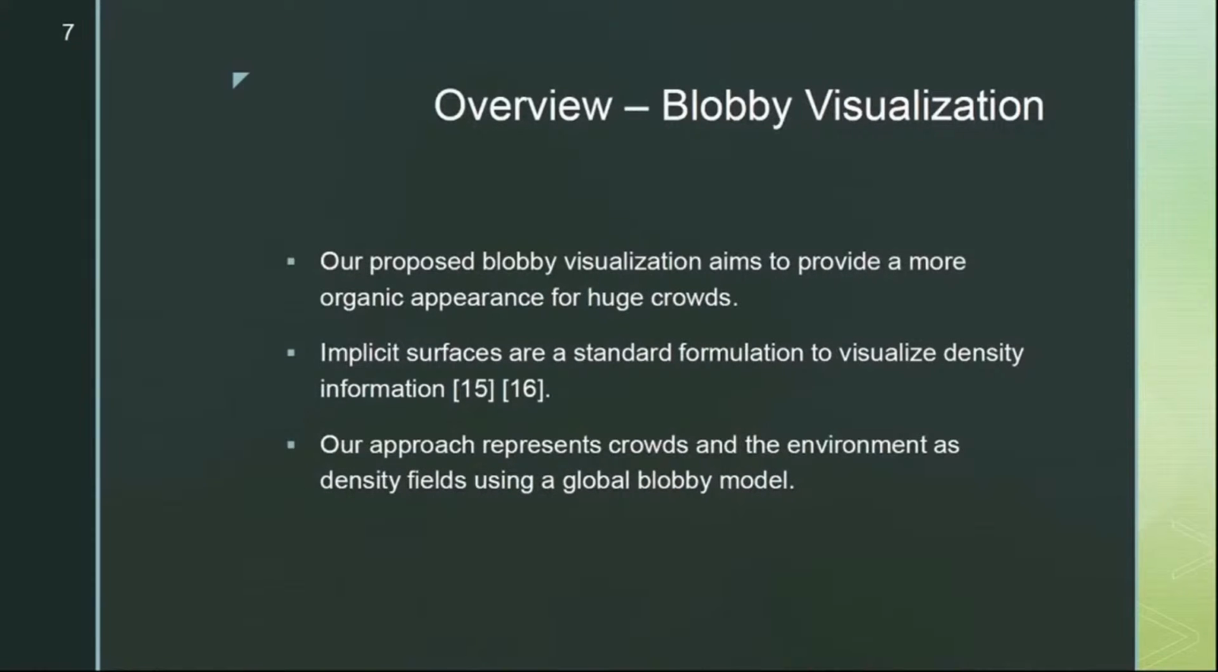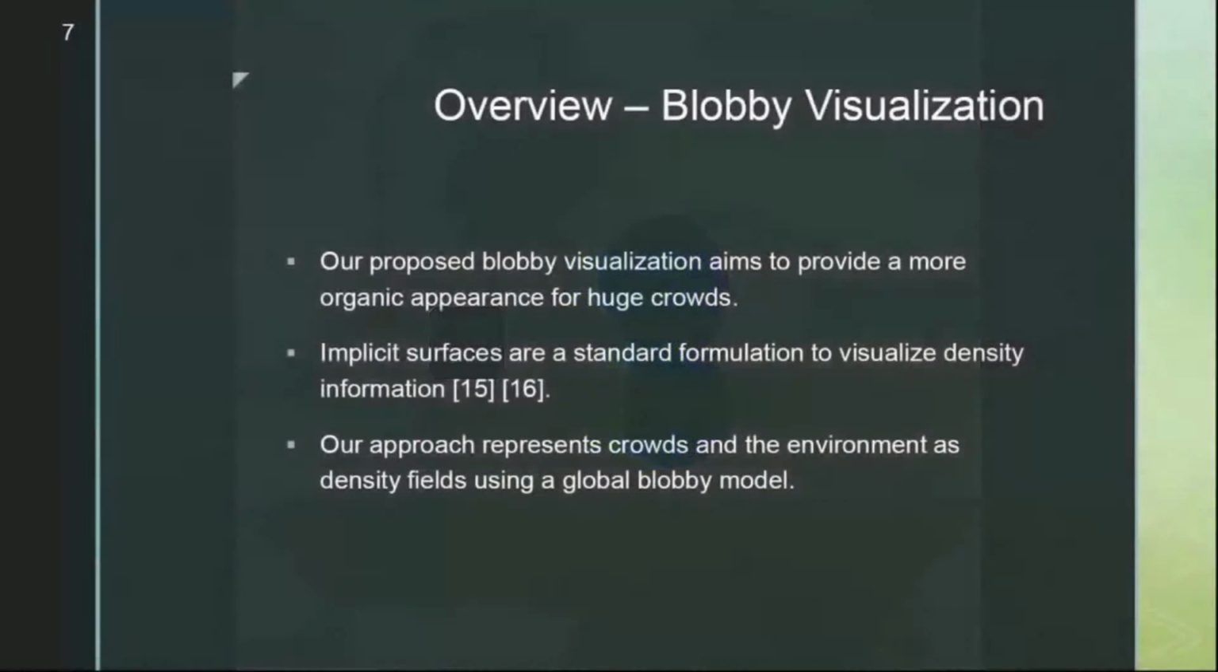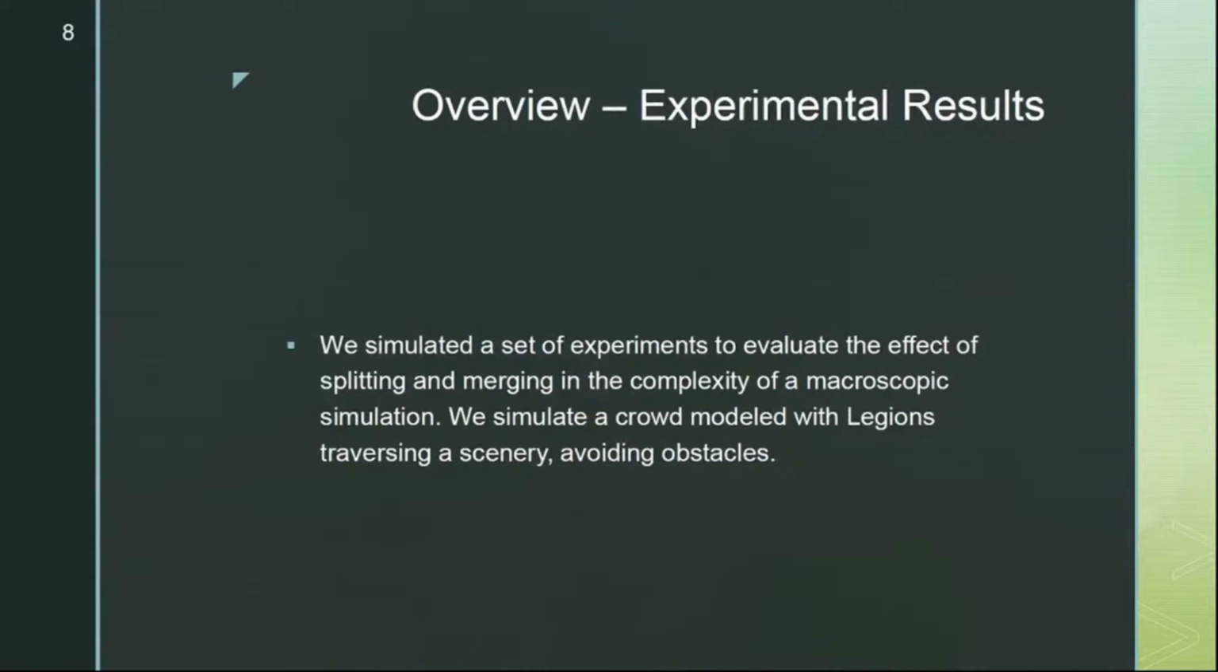Our proposed blobby visualization aims to provide a more organic visualization for macroscopic crowds. Implicit surfaces are a standard technique to visualize density data. Our approach represents crowds as density fields using a global blobby model. We simulated a set of experiments to compare how the complexity of the environment affects the emergent behavior of splitting and merging, as well as the average behavior of the crowd. We simulated crowds as legions traversing a scenario of obstacles. And here you can see some of our results.